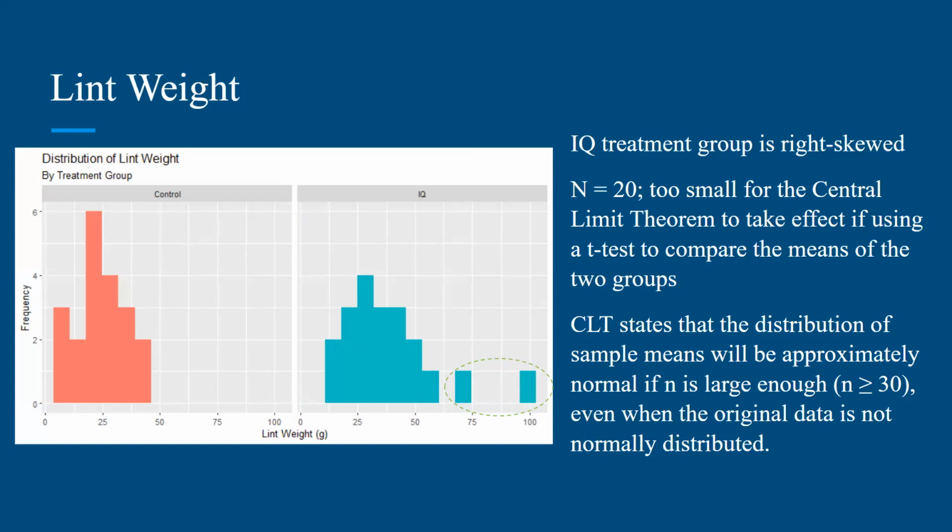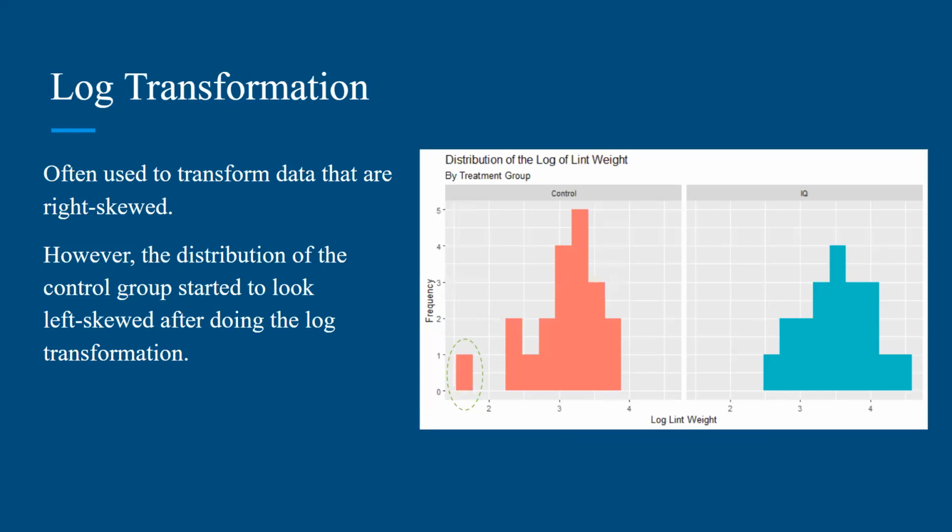So to fix the issue of non-normality, I first tried doing a log transformation, which is quite popular when you have right skewed data. And when I did this, I noticed that the IQ treatment group was fixed, but when I looked at the control group, it started to look a bit left skewed after doing the log transformation.